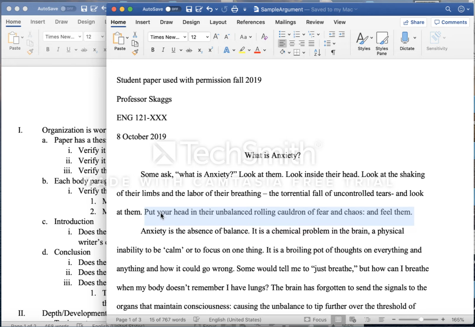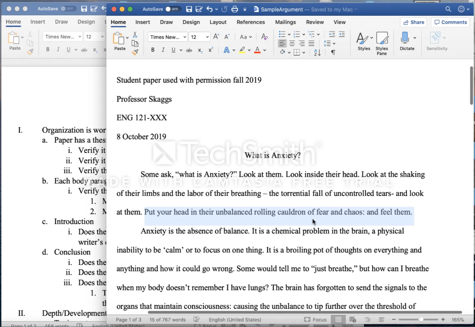Anxiety is putting your head in an unbalanced rolling cauldron of fear and chaos. So again, very similar to Parker's, and I actually enjoy that the student did that. You are not required to do that, however. And then you can look at the first sentence of every paragraph and make sure that the claims they're talking about here show up here. So the first claim the student makes is anxiety is the absence of balance, and she uses unbalanced here in her thesis statement, so that works.